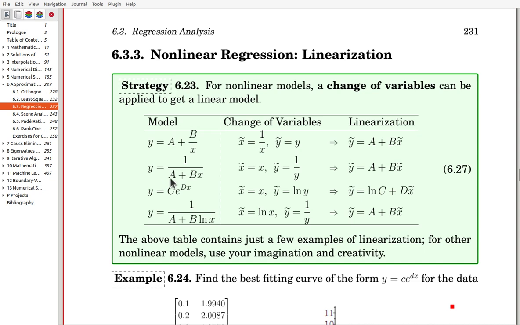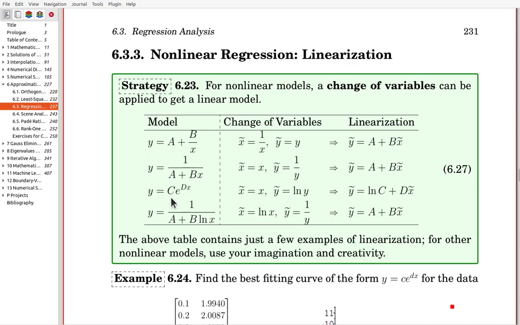Now, for this model, once we take the reciprocal, then 1 over y will be a plus bx. Okay, for 1 over y, we introduce y tilde. For x tilde, the same. Then it will become this linear model. So it is a linearization.